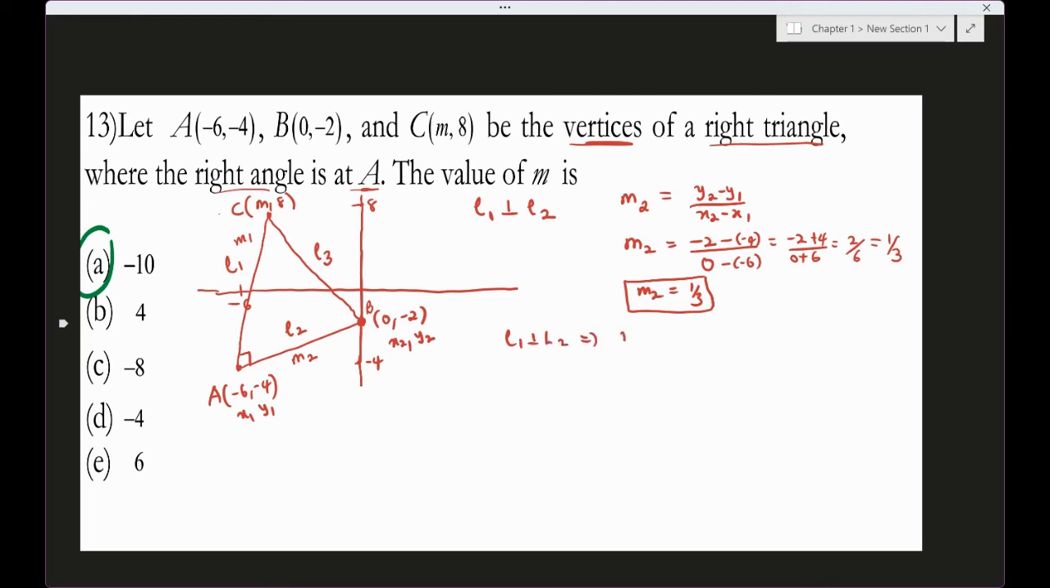Okay, what do we know? Since L1 is perpendicular to L2, we can get m1, which is just the negative reciprocal of this, which will be -3. You flip and you add the negative. But what is m1? Remember, m1 is the slope of this line AC.